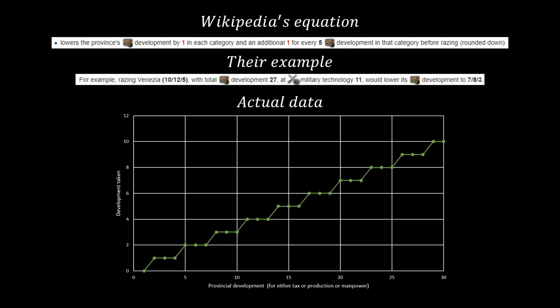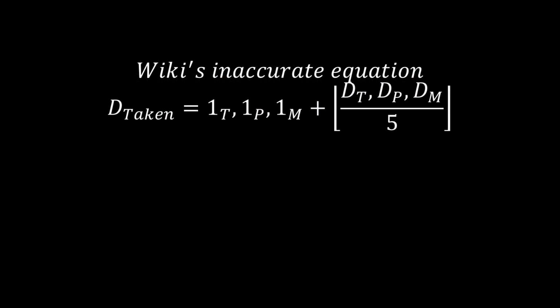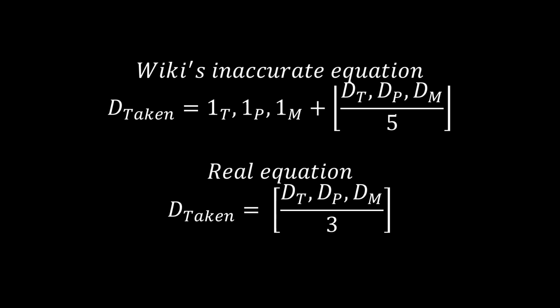So I plotted this all on a graph, and you can see there is a clear correlation. However, the correlation is definitely not this. And so this is basically what their equation is in mathematical terms. So just ignore it because it is wrong. But the actual equation is: the development taken, where capital D stands for development, is equal to the tax development, the production development, and the manpower development divided by 3, and this is rounded. That's what these square brackets mean.